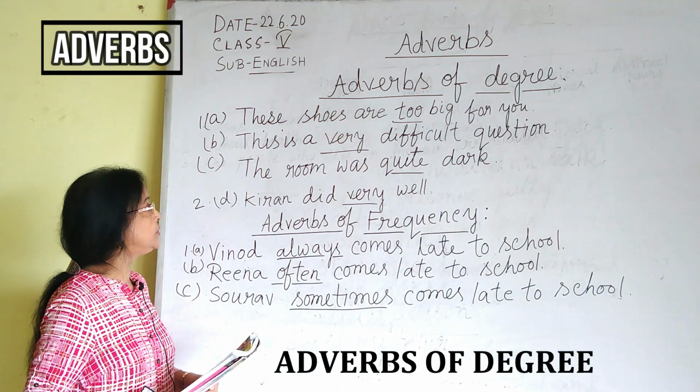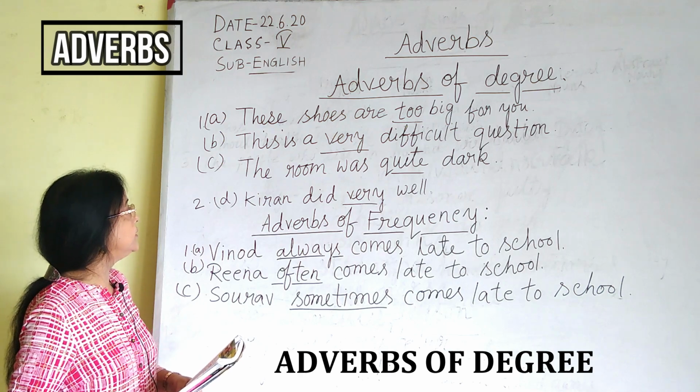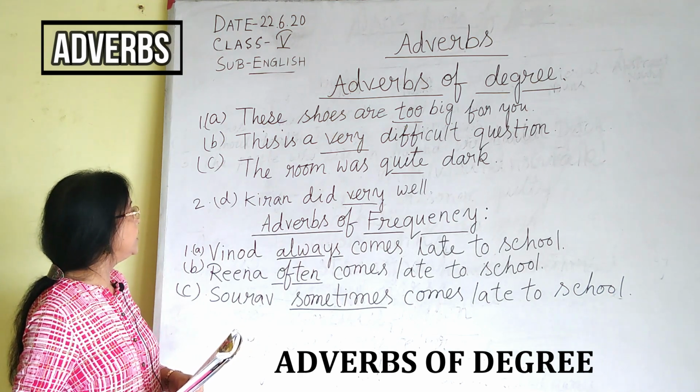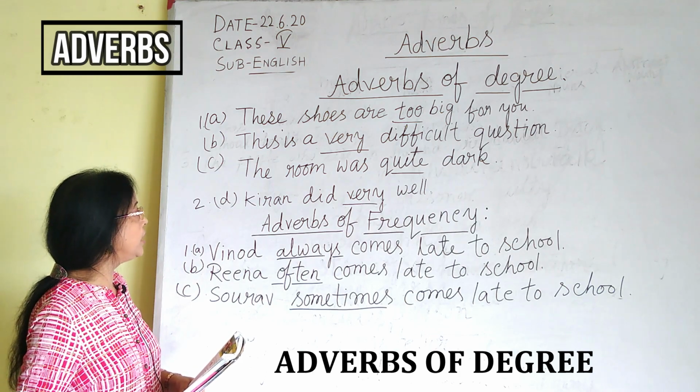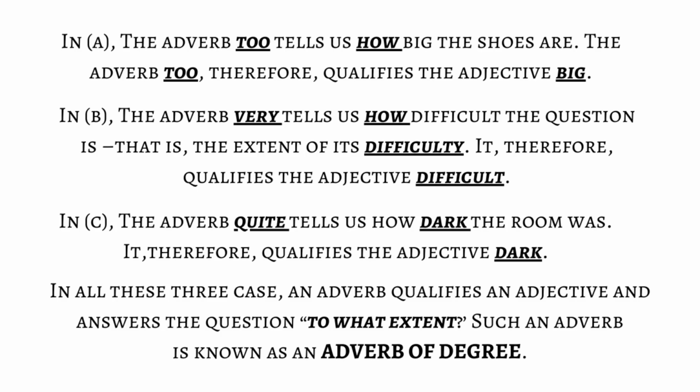A. These shoes are too big for you. B. This is a very difficult question. C. The room was quite dark. Now I am explaining these sentences. In A, the adverb too tells us how big the shoes are. The adverb too therefore qualifies the adjective big.